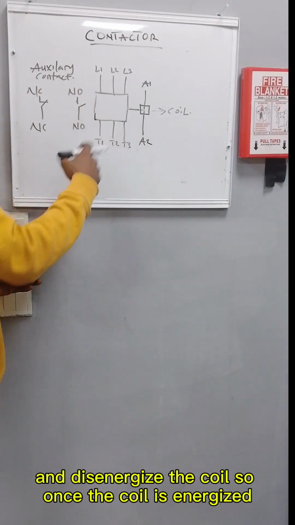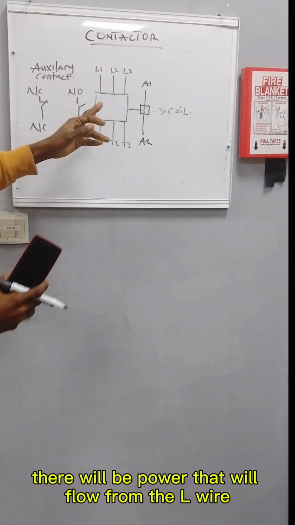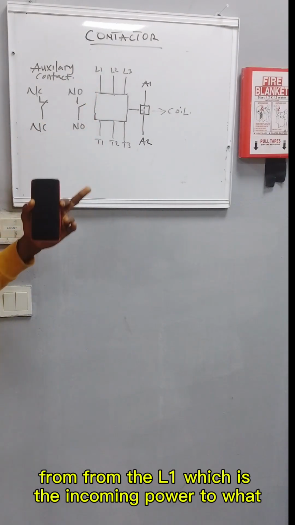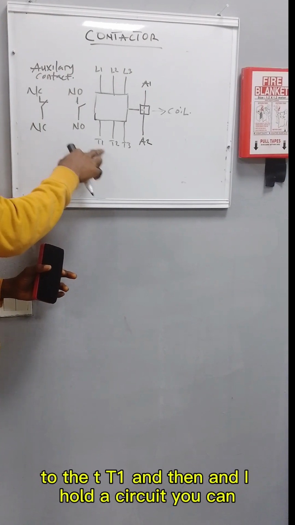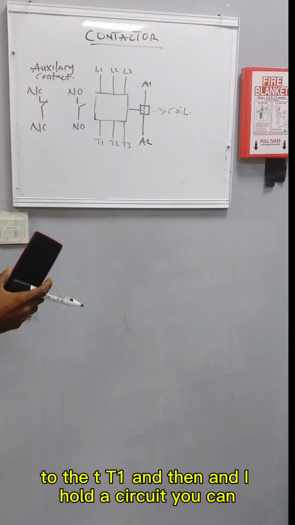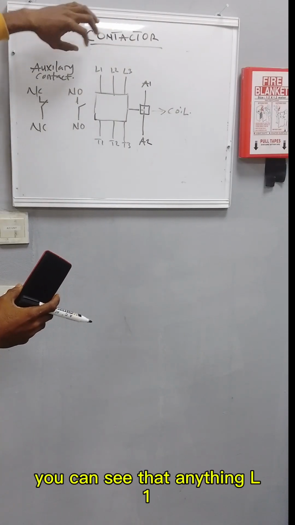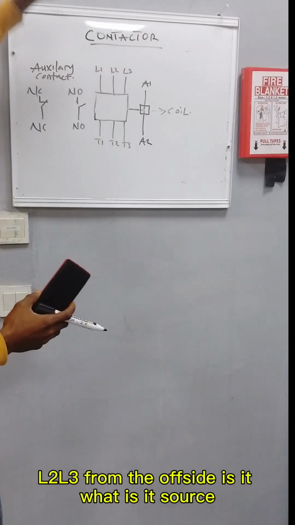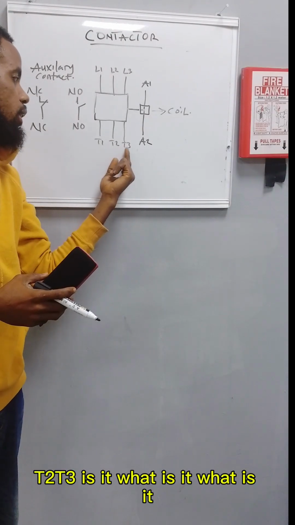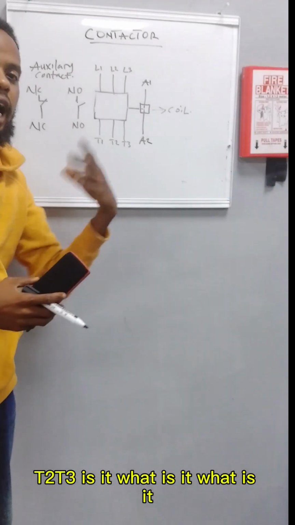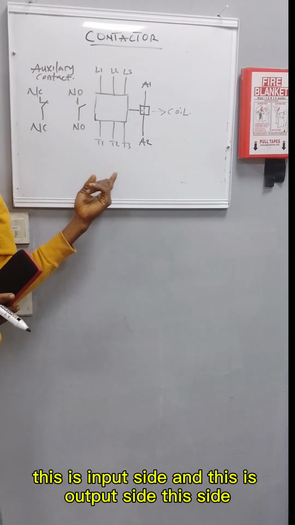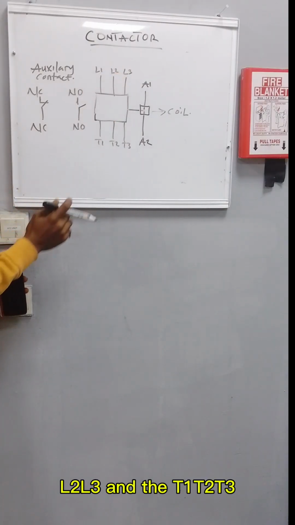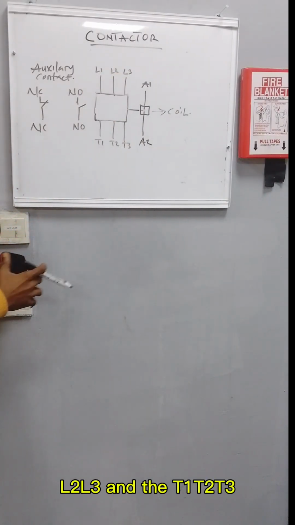So once the coil is energized, that means power will flow from L1, which is the incoming power, to T1. In all circuits, L1, L2, L3 from the upside is the source, while the T1, T2, T3 side is the output side. This is the input side and this is the output side.